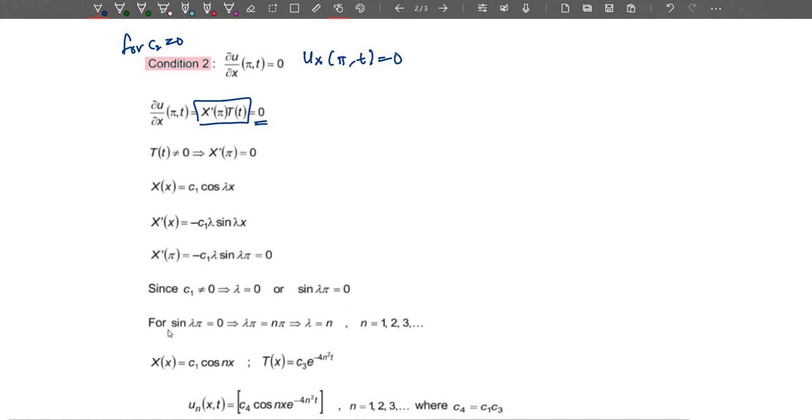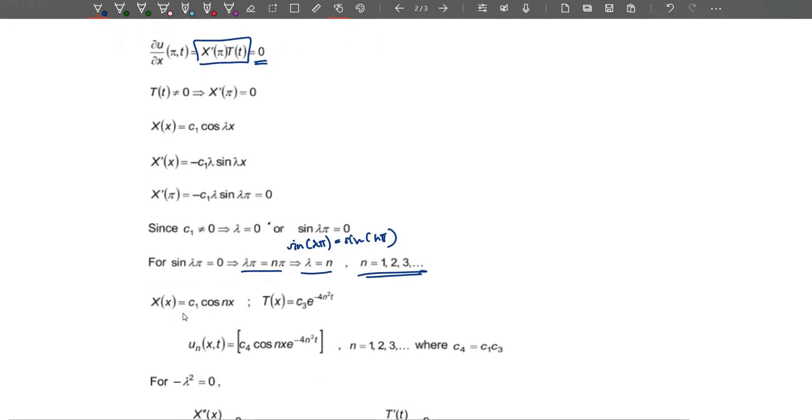For sin lambda pi equal to 0, lambda pi equal to n pi. You can also rewrite it like this from here. So sin lambda pi is equal to sin n pi, and thus lambda pi equal to n pi, lambda equal to n. This is compulsory. You need to write for n from 1 until infinity.